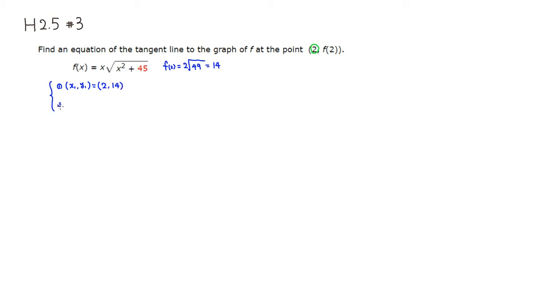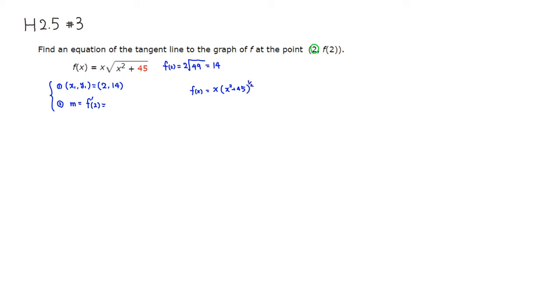And number 2, we need to find the slope. I'm going to call the slope m, which can be found by taking the derivative of the function and plugging in 2. But we need to find the derivative first. The first thing I would do is rewrite this function a little bit. Since I don't like square roots, I'm going to rewrite it as x times (x squared plus 45) to the 1/2 power.